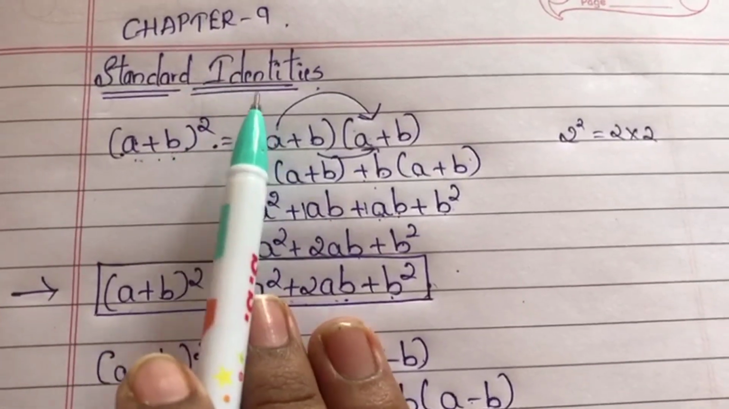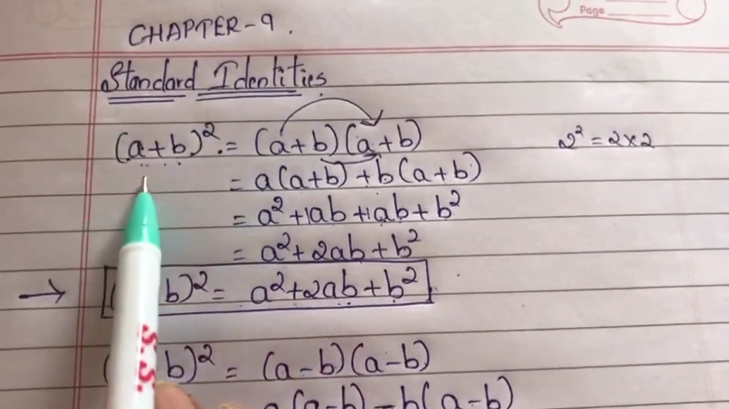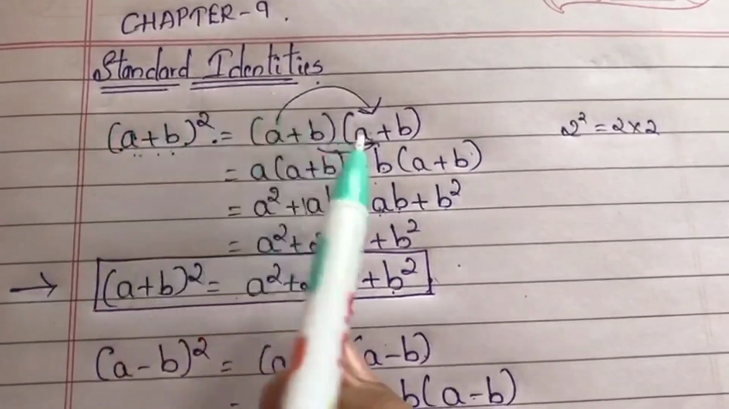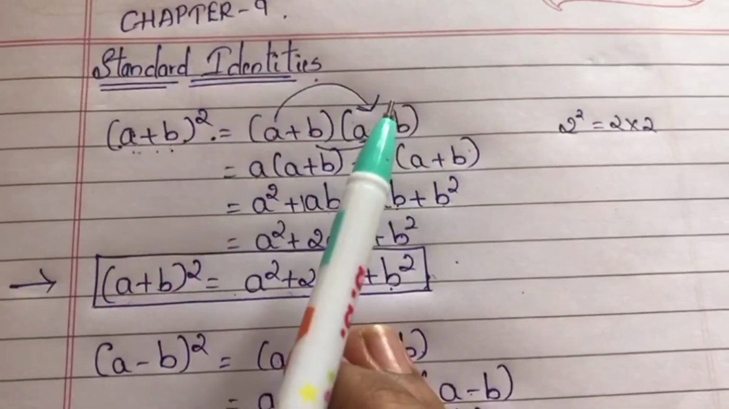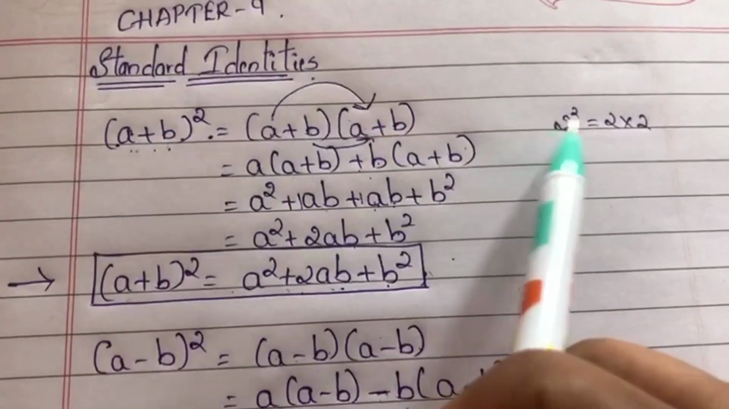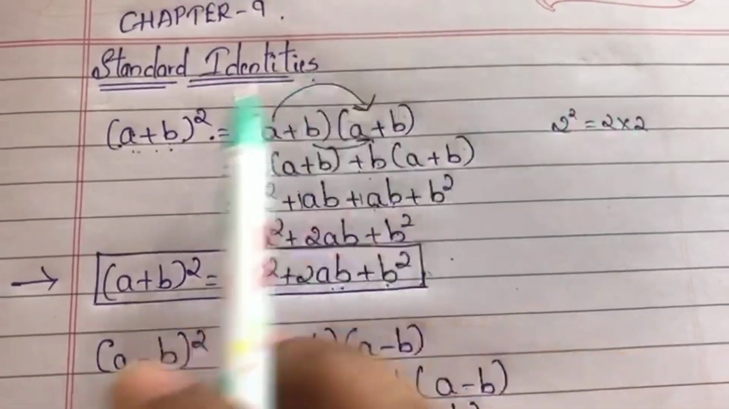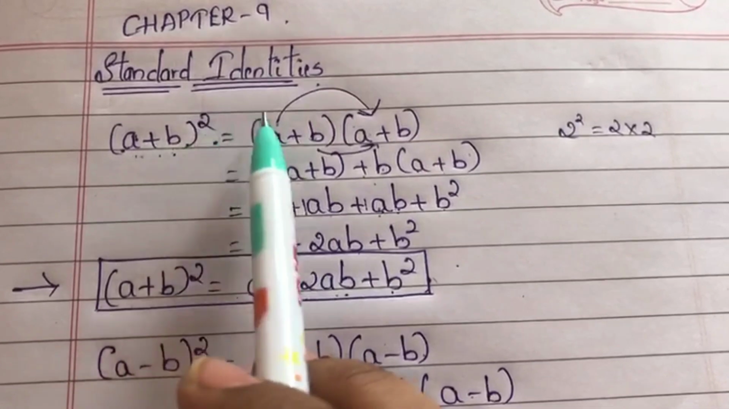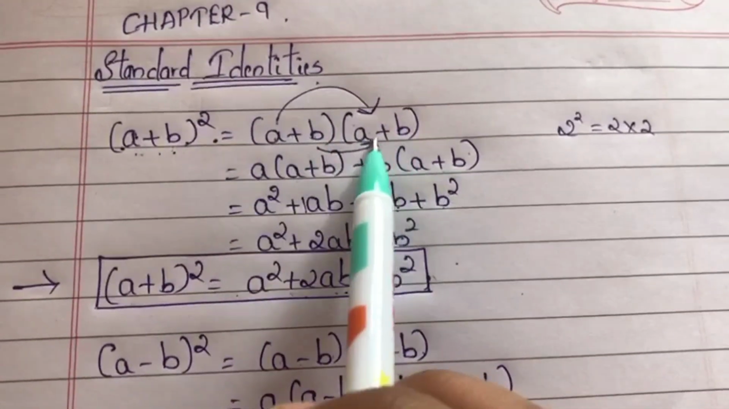Here we will know about three standard identities, that is (a plus b) whole square, (a minus b) whole square and (a plus b) into (a minus b). Let's start with (a plus b) whole square. As 2 square can be written as 2 into 2, in the same way (a plus b) whole square can be written as (a plus b) into (a plus b).